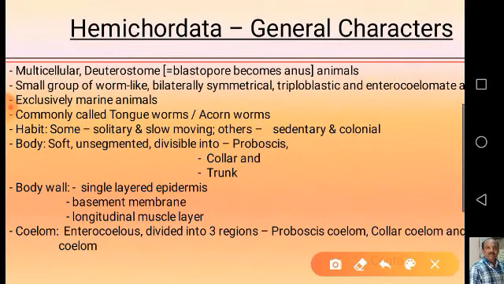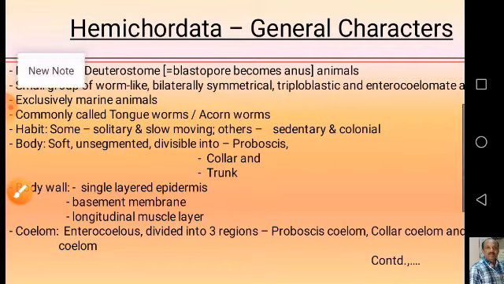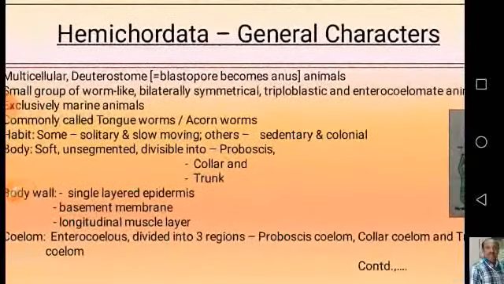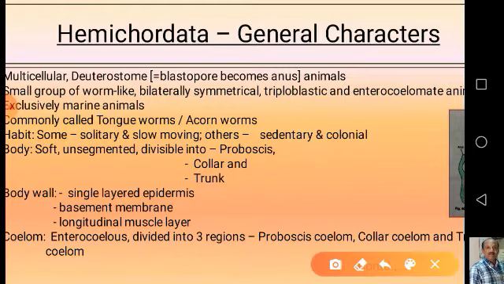Hemichordata, like most invertebrates, are multicellular animals. They are deuterostomous, that means the blastopore becomes the anus. This is a small group of worm-like, bilaterally symmetrical, triploblastic and enterocoelomate animals. Triploblastic means the presence of three germ layers. Then these are exclusively marine animals. Not a single species can be found in freshwater habitats. They are commonly called tongue worms or acorn worms.